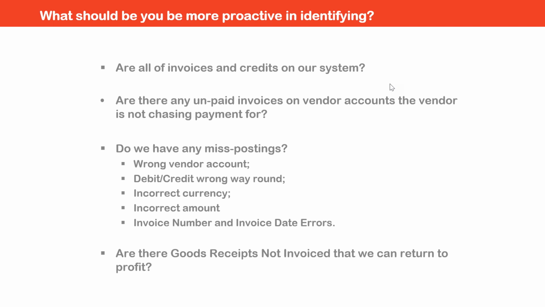Other mispostings, I could have debits and credits the wrong way around. We're all used to being on autopilot processing invoices. So up pops a credit and I put it on my ERP system as an invoice. So now I've got a debit and credit the wrong way around.